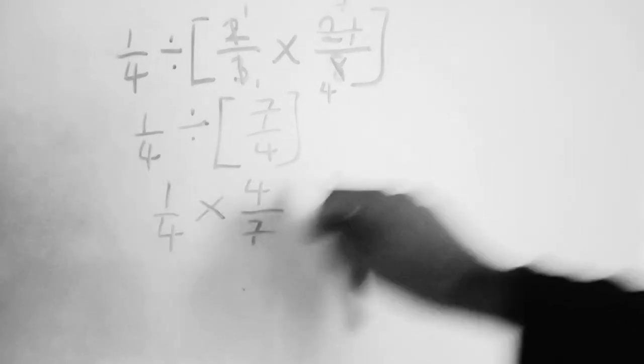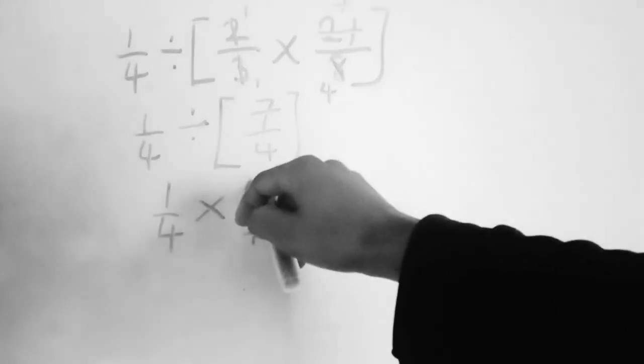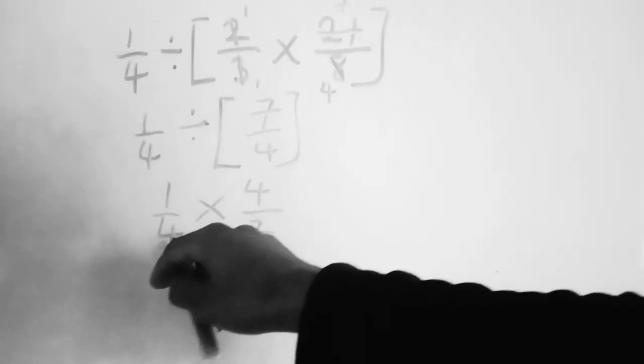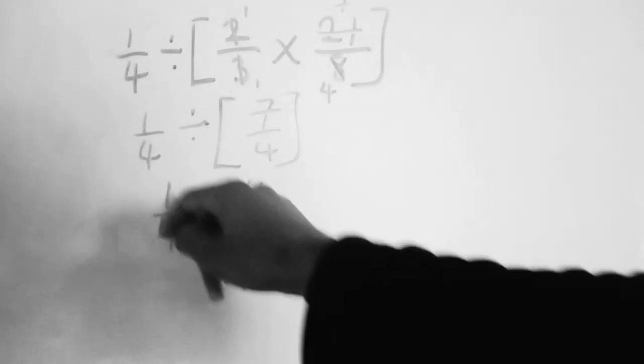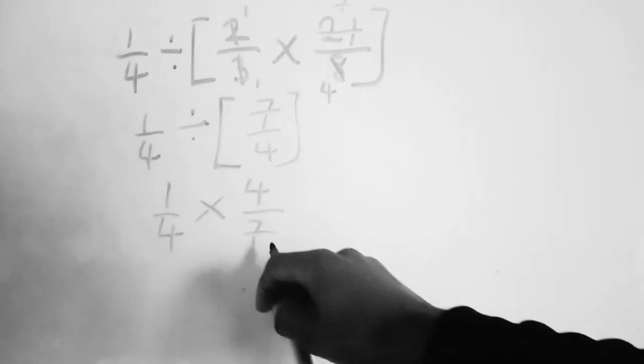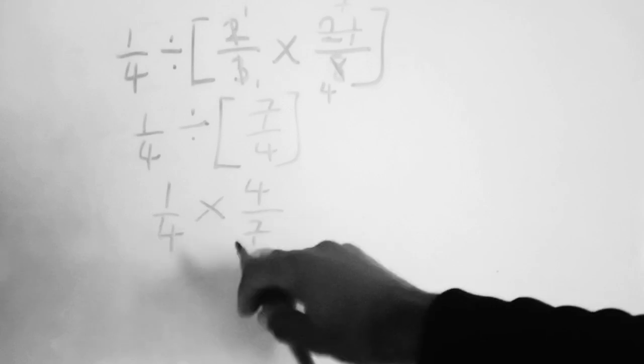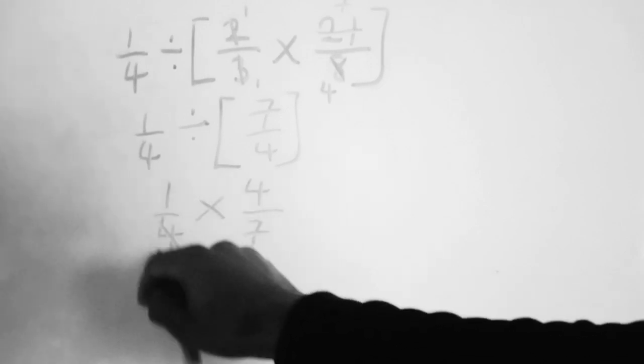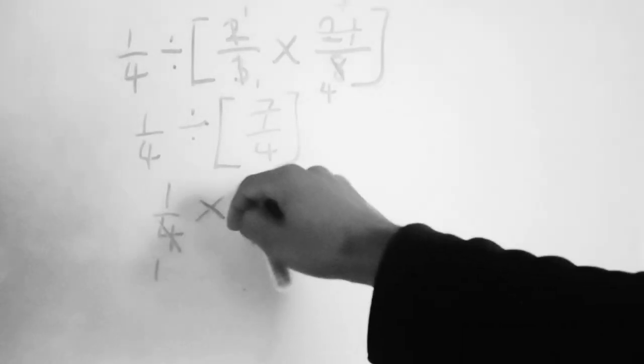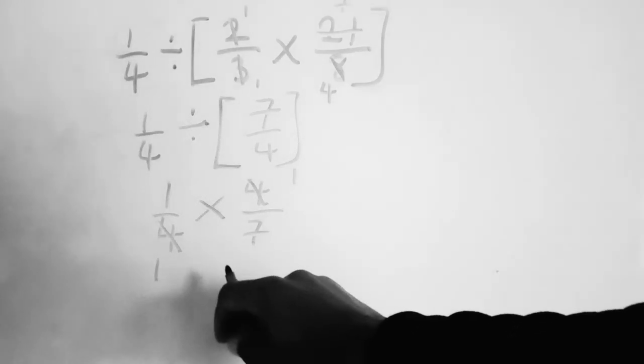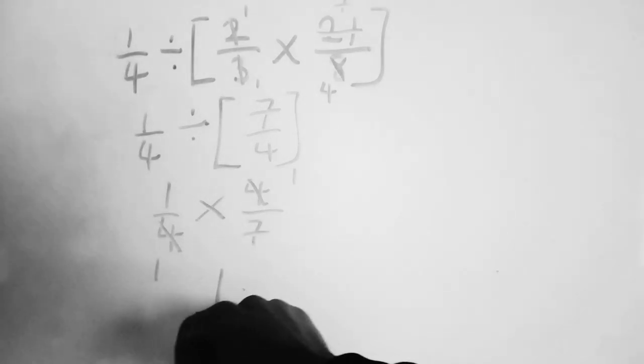Now check again, you can see 4 and 4 at the numerator and denominator. And since you're multiplying, you don't need to find the LCM. So you cancel out: 4 goes into 4 once and into this 4 once. That leaves you with 1 over 7.